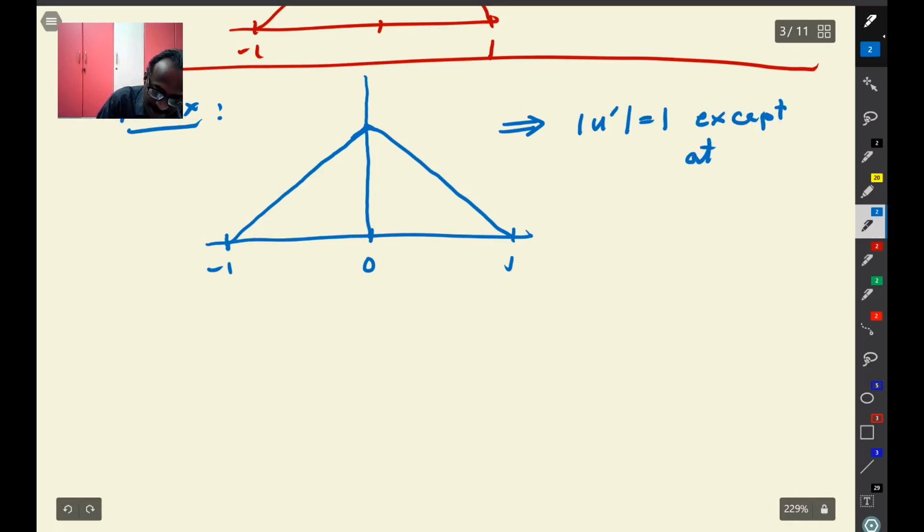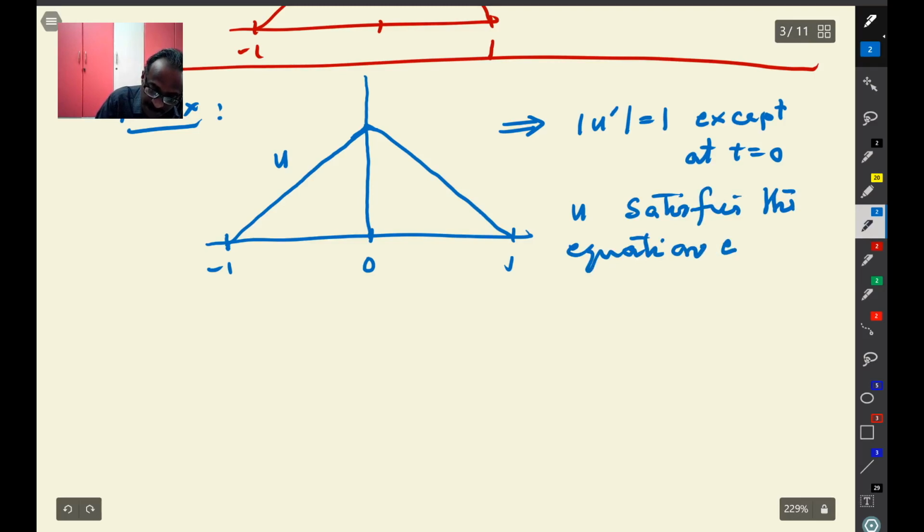Except at t equal to 0. You see. Thus, this function u satisfies the equation except at t equal to 0. So you are getting a solution.